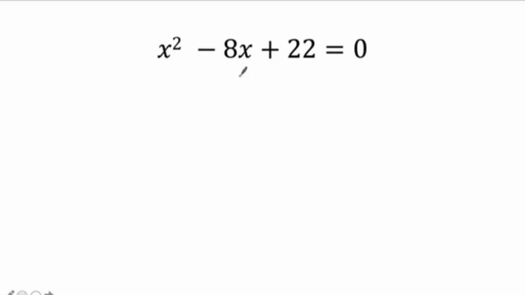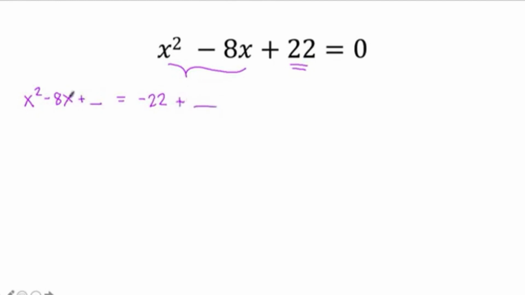Let's go through it again. x squared minus 8x plus 22 equals 0, solved by completing the square. The first thing to do is isolate these terms with variables at the left side. So we got x squared minus 8x, and this constant we put at the right side, so equals negative 22. We subtract 22 from both sides of the equation. And then after this, we are going to complete the square.